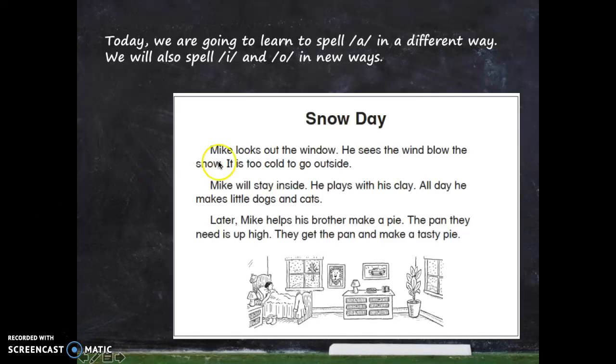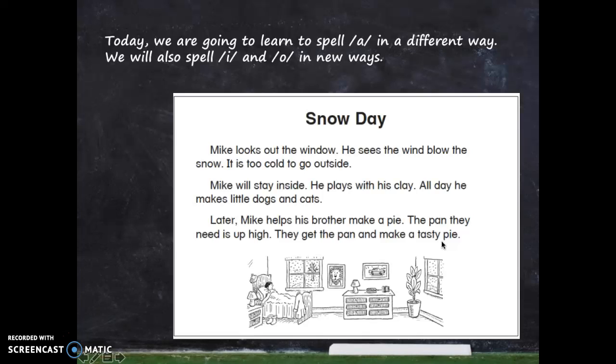I'm going to begin by saying a couple of different sounds to you as I read the story aloud, so follow along. Snow day. Mike looks out the window. He sees the wind blow the snow. It is too cold to go outside. Mike will stay inside. He plays with his clay. All day he makes little dogs and cats. Later, Mike helps his brother make a pie. The pan they need is up high. They get the pan and make a tasty pie.